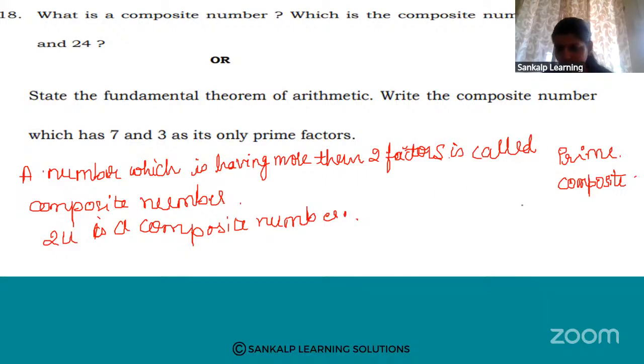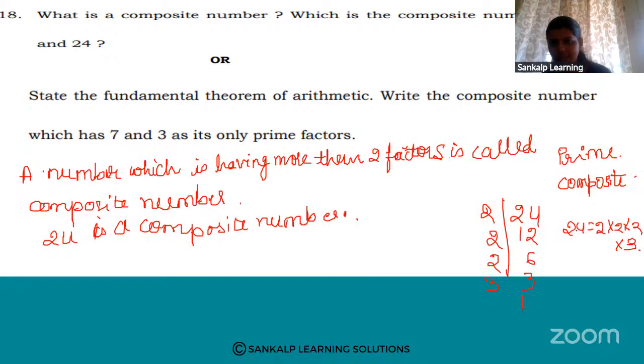See, if you want, I will show you 24. 2 ones are 2, 2 twos are 4, 2 sixes are 12, 2 threes are 6, 3 ones are 3. That means how many factors it has? 24 is equal to 2 into 2 into 2 into 3. That means 4 factors are there. So more than 2 factors are there. Therefore, 24 is a composite number. But in case of 23, it has only 2 factors. Therefore, 23 is a prime number.